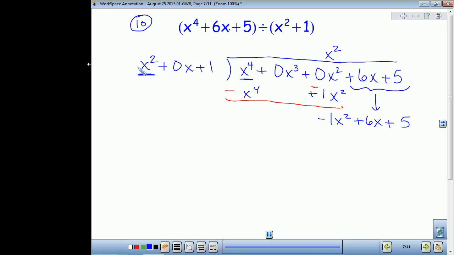Okay, what do I multiply x squared by to get -1x squared? -1. So -1 times x squared is -1x squared. -1 times 0 is nothing. -1 times 1 is -1.